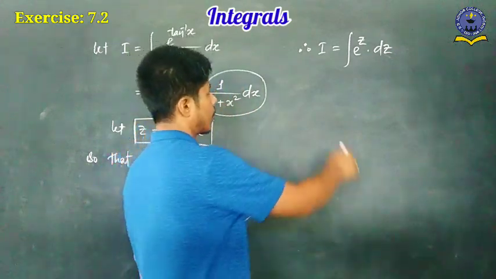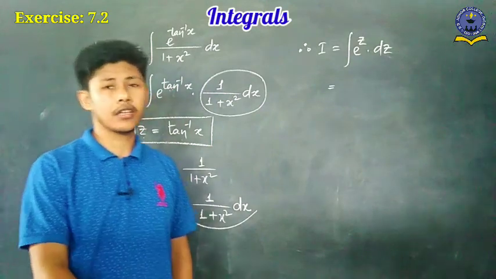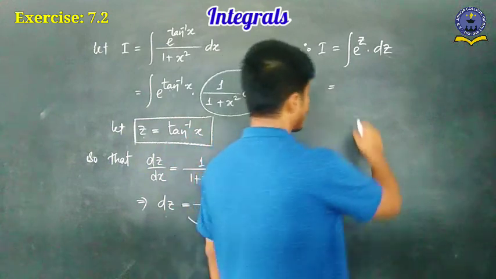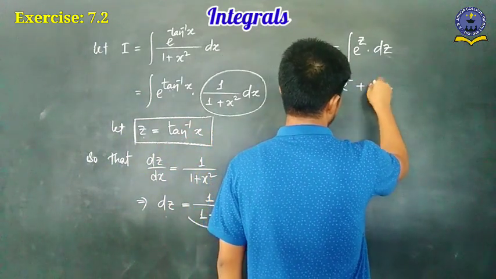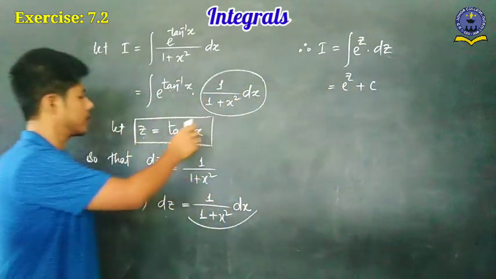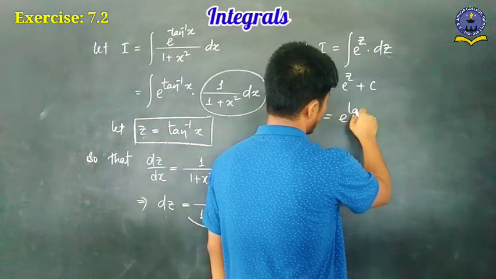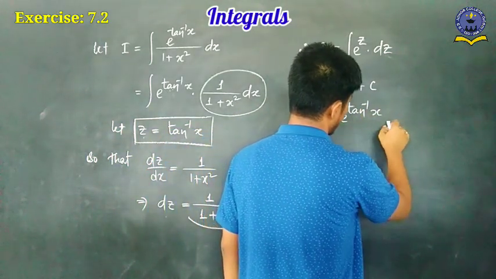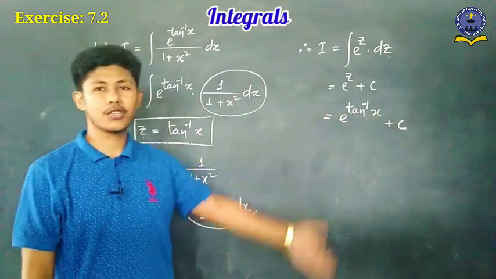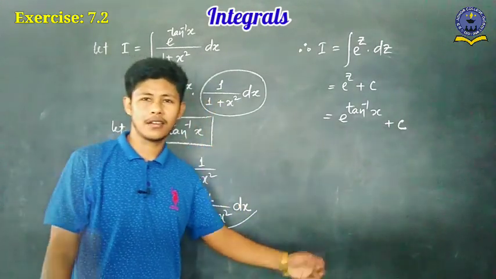Is it clear? Okay. Now here, if you integrate this one, since it is of the form integration of e to the power x dx, what is the result of e to the power x dx? E to the power x. So that's why we have to write here e to the power z plus c. Is it clear? Z means you see tan inverse of x. So we write e to the power tan inverse of x plus c, where c is an integrating constant. So this one is our required answer. I think all of you understood this one now, isn't it? Okay.